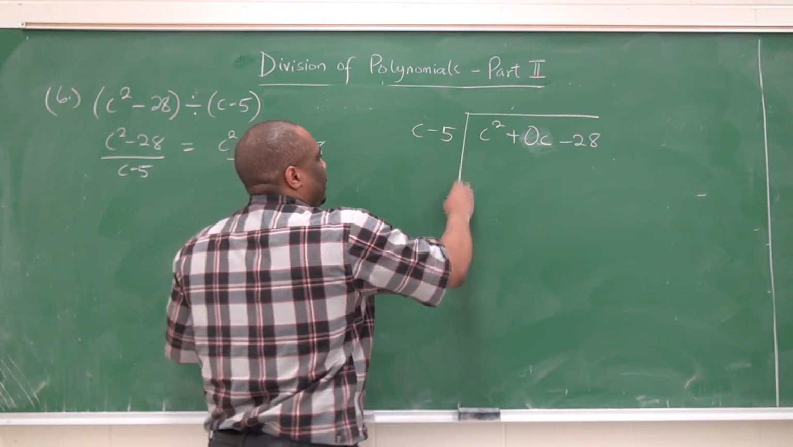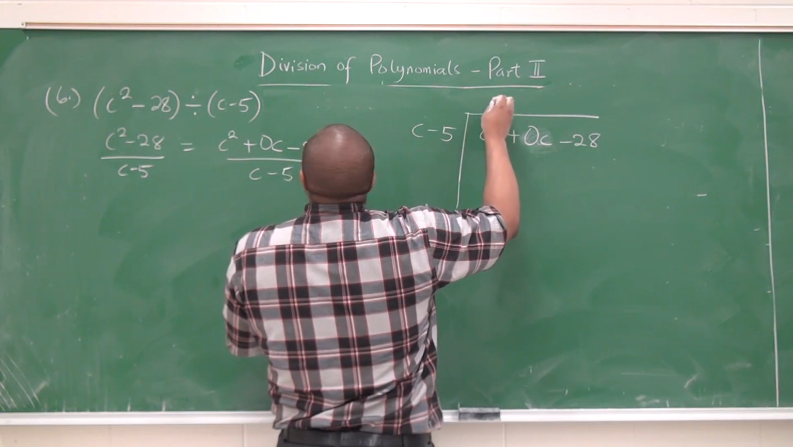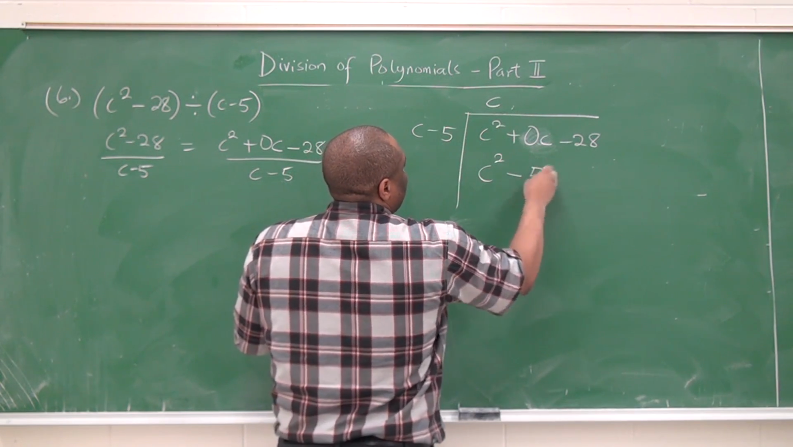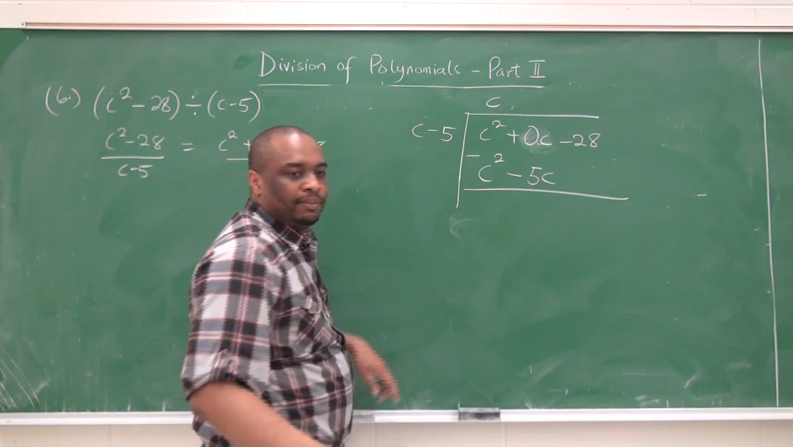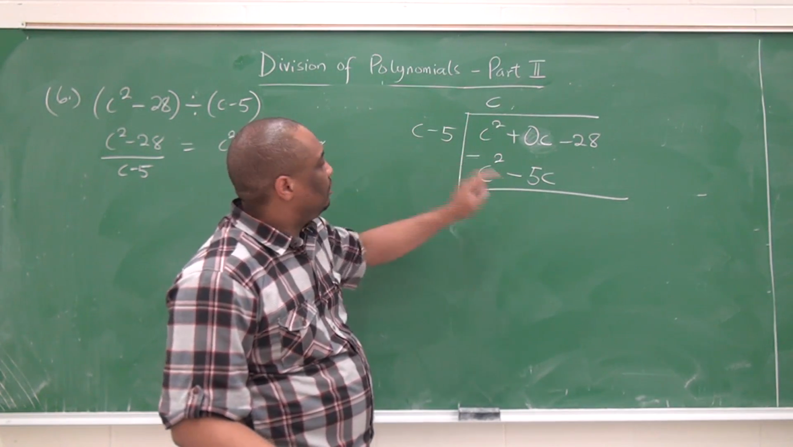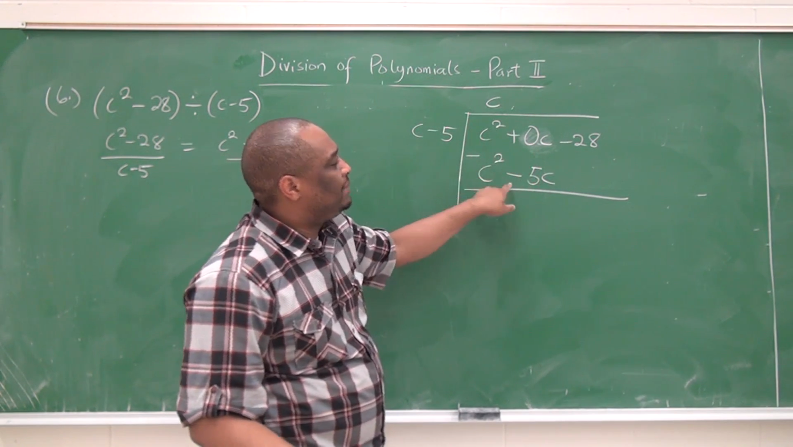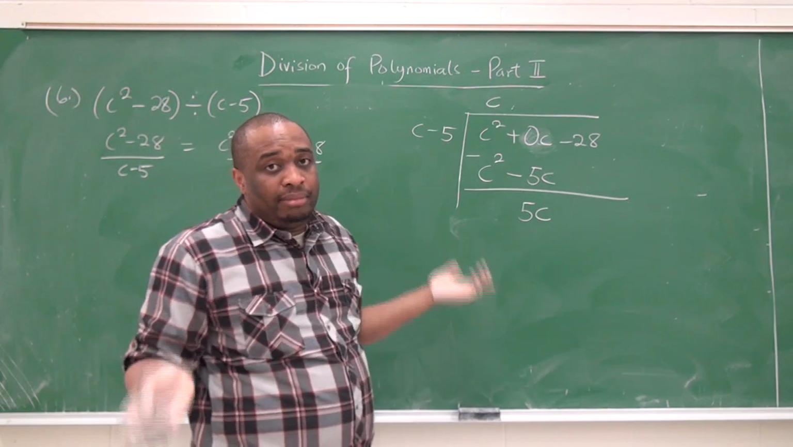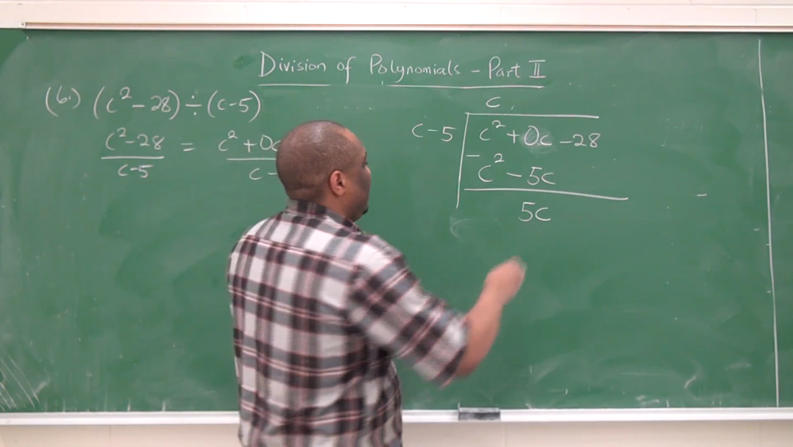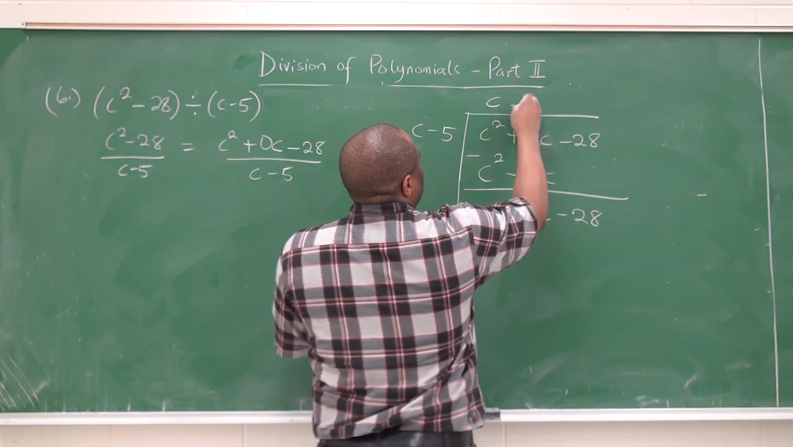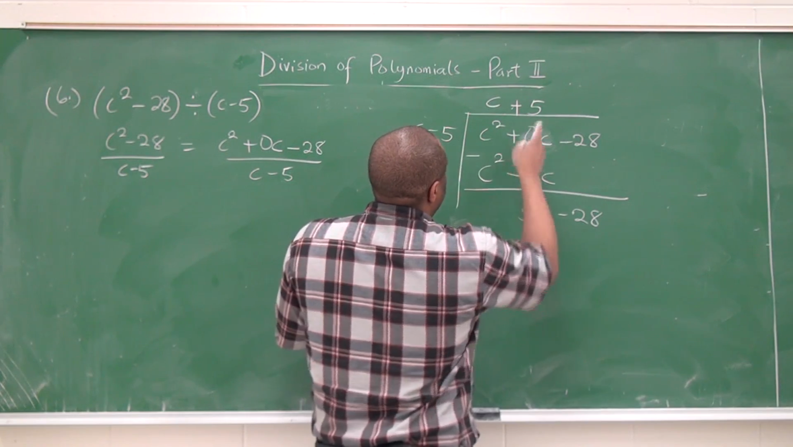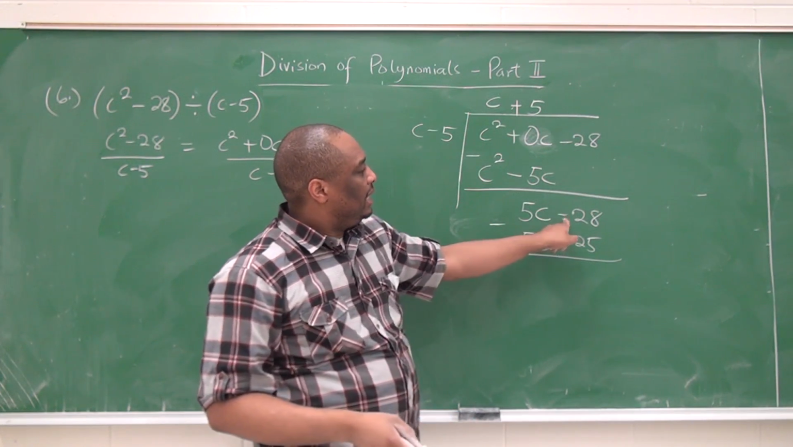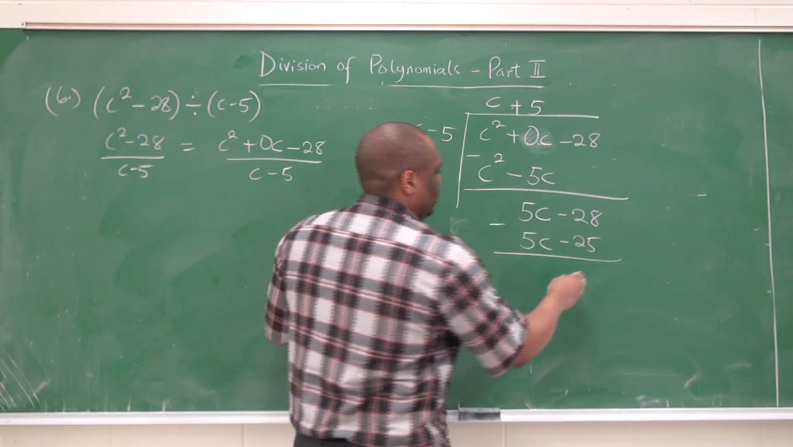C squared divided by C is C. C times C is C squared. C times negative 5 is negative 5C. Then you subtract. C squared minus C squared is 0, is gone. 0 minus 5 is 0 plus 5, which is 5C. Then minus 28. Then 5C divided by C is plus 5. 5 times C is 5C. 5 times negative 5 is negative 25. And then you subtract. 5C minus 5C is gone. Negative 28 plus 25 is what? Negative 3.